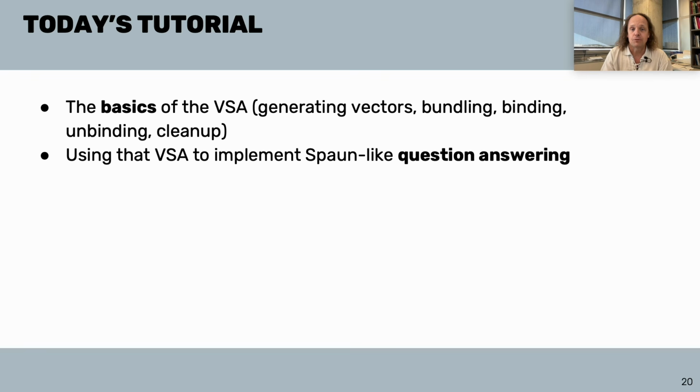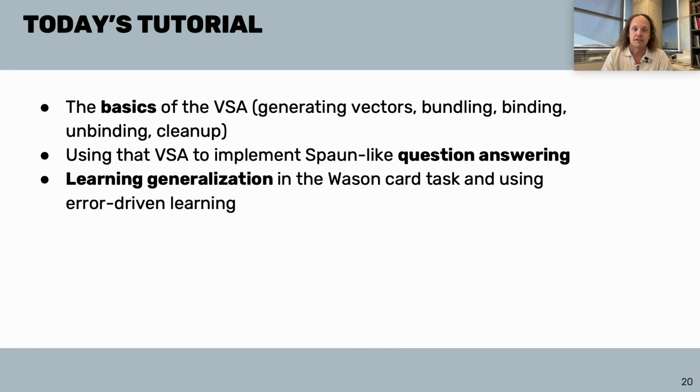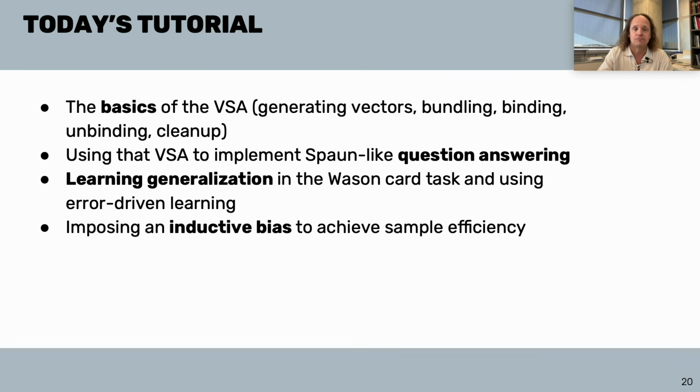We're going to start with SPAWN-like question answering. We're then going to turn to the Wason card task, but we'll also introduce learning in that task, answering the question, how can we build a system that actually learns to manipulate those kinds of inferential rules? Once we introduce learning, we can begin to touch on some other interesting topics like what kind of inductive bias have we imposed? Can that improve our sample efficiency when we're learning new tasks?